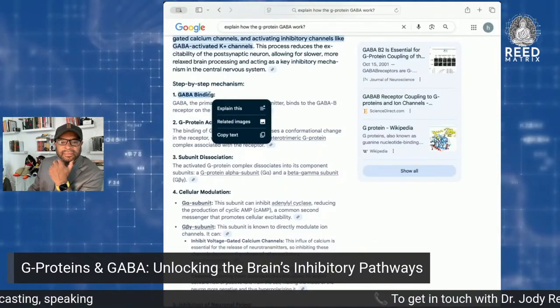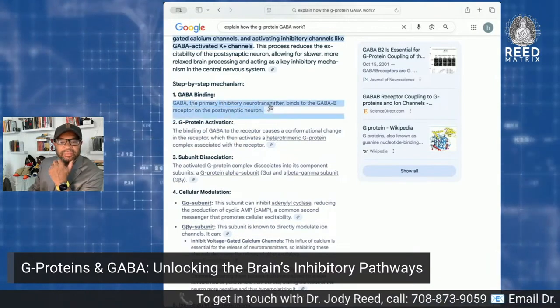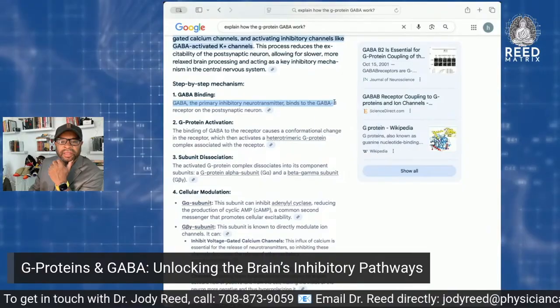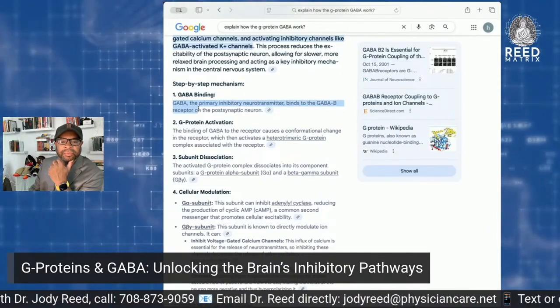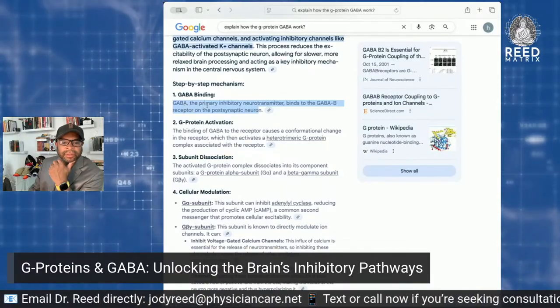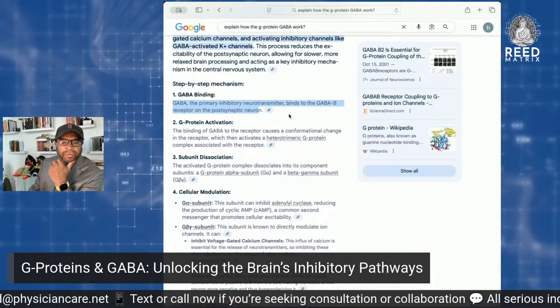GABA binding. The GABA, the primary inhibitory neurotransmitter, binds to the GABA B receptor on the postsynaptic neuron. So GABA, the inhibitory neurotransmitter, binds to the GABA B receptor on the postsynaptic neuron.